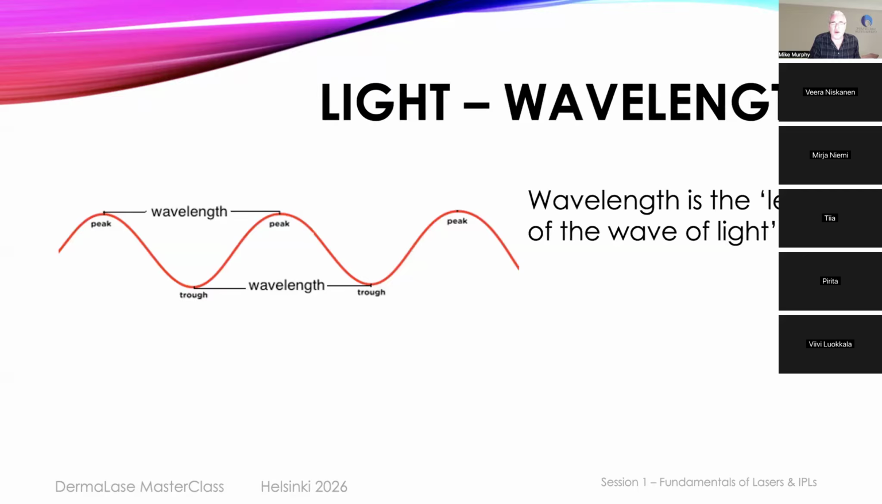So wavelength, what is wavelength? Well, wavelength is just the length of the wave. Hey, nice and simple. We physicists like to keep things nice and simple, as you know. So the wavelength of this particular wave is the distance between that peak and that peak, or the distance between that trough and that trough. It doesn't really matter where you measure it, as long as it's consistent.